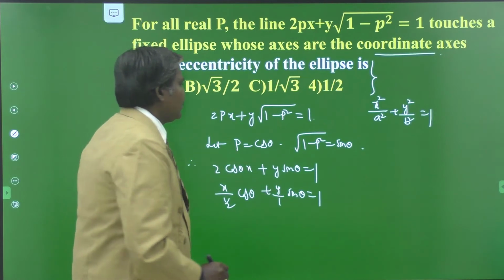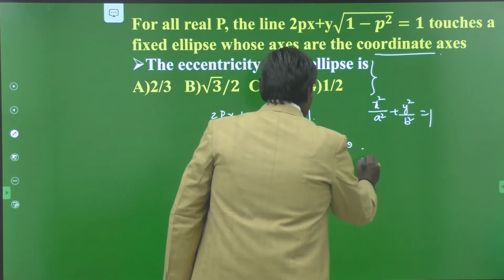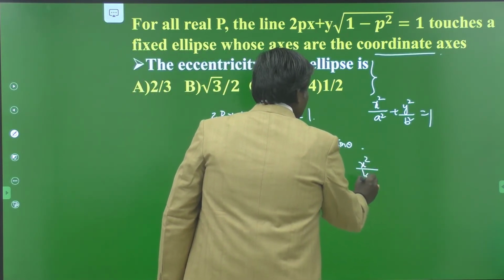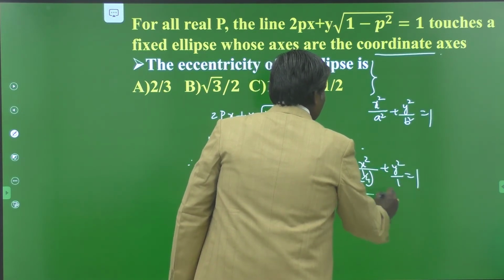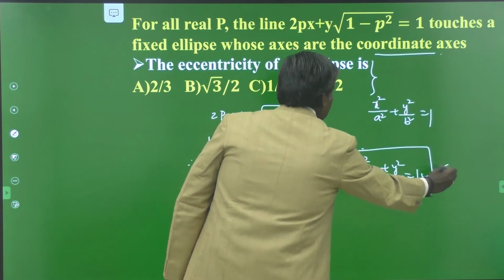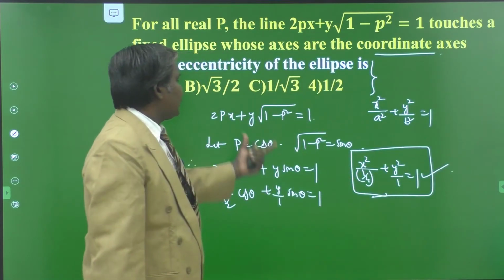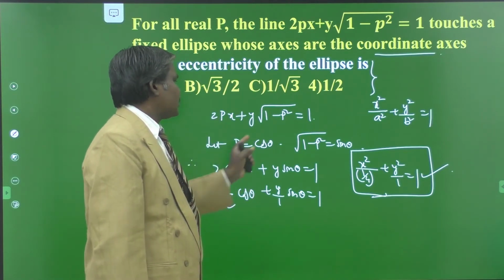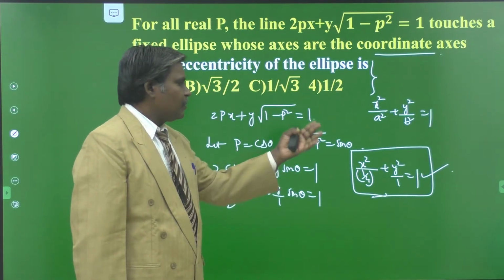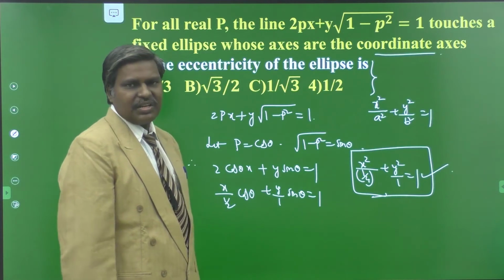So can you write the equation of the ellipse or not? The ellipse is x square by a square, that is 1 by 4, plus y square by 1 is equal to 1. This is the equation of the ellipse in the standard form by taking the tangent equation itself. Just by taking x equal to cos theta, immediately it becomes sin theta. You can write the corresponding equation of the ellipse.